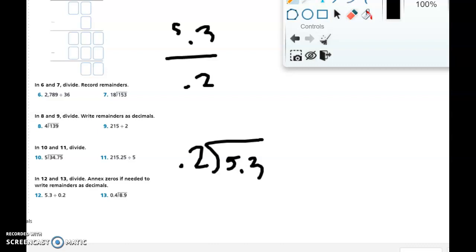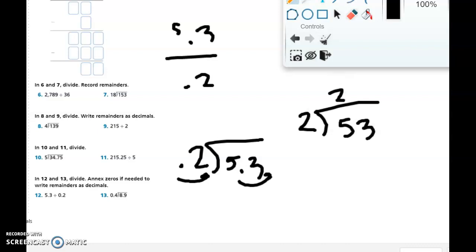So I'm going to multiply the 2/10 by 10 to move that decimal over. Then I have to do the same thing to 5 and 3/10. So I am essentially just dividing 53 by 2. I know 2 goes into 5 twice, and I end up with 4. 1 left over, then I bring down the 3. It goes in 6 times. I have 12. I subtract, I have 1 left over.